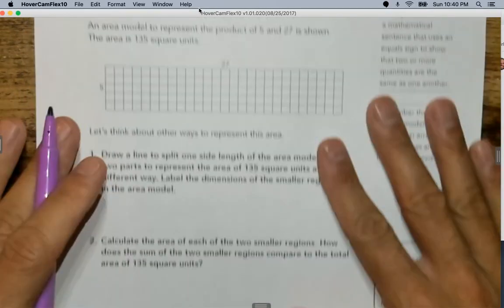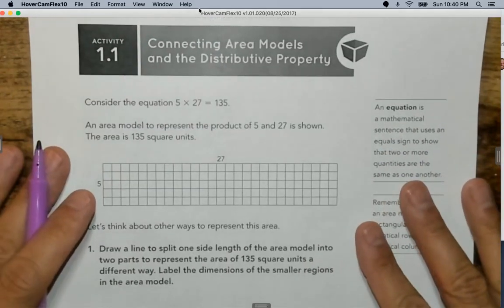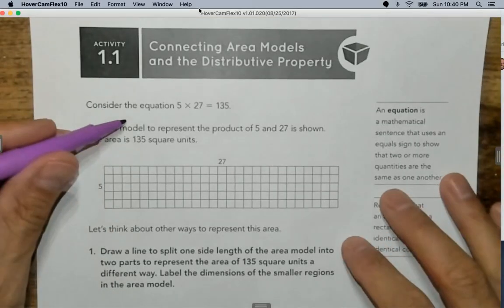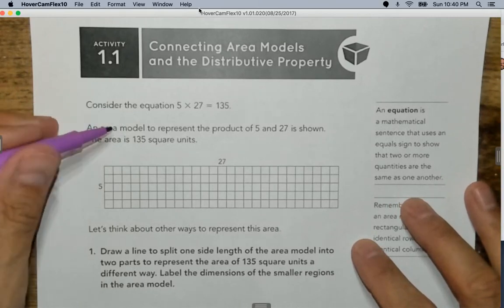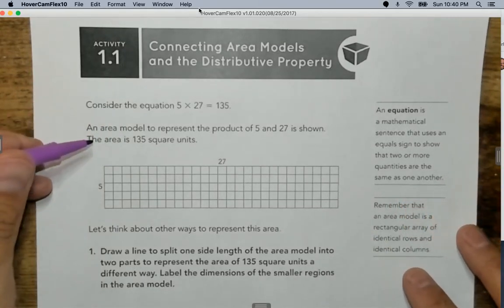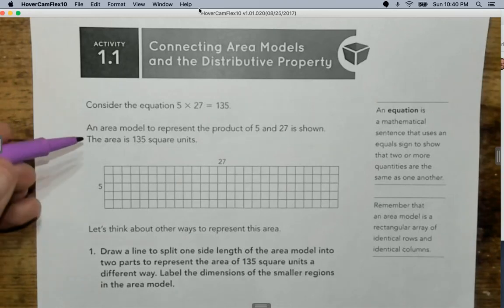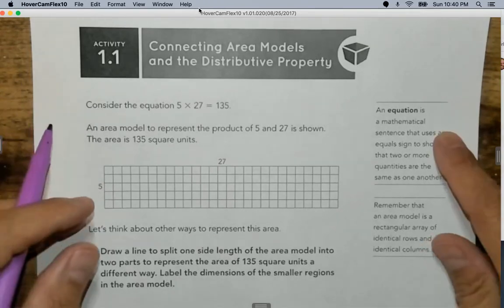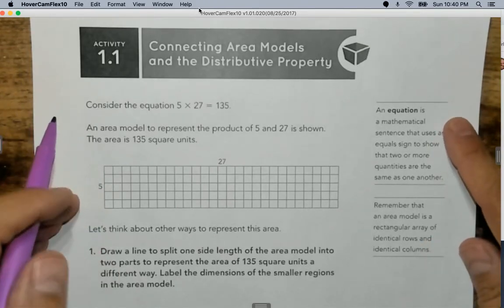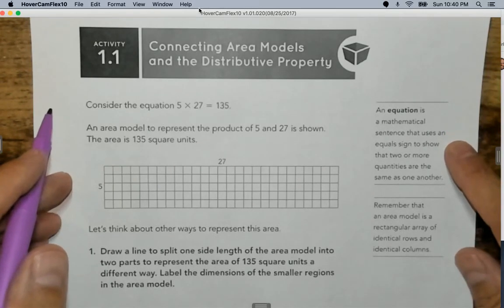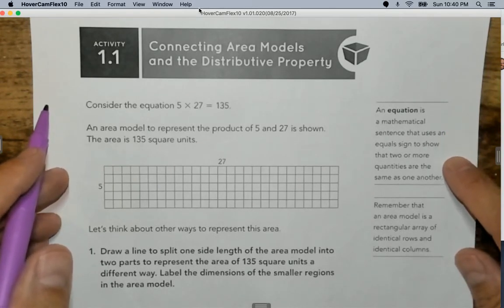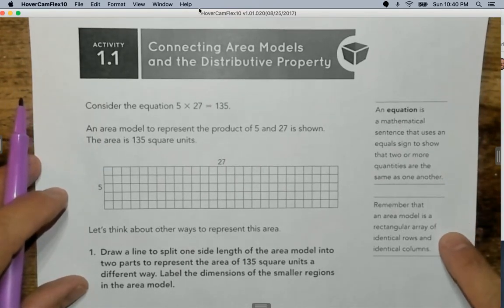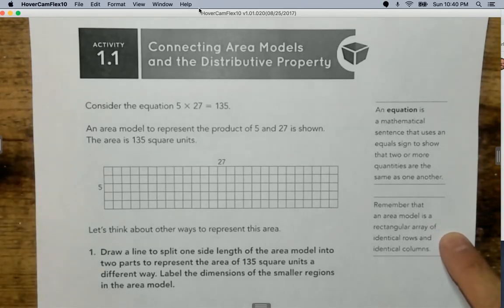All right, we're on activity 1.1, connecting area models and the distributive property. Consider the equation 5 times 27 equals 135. An area model to represent the product of 5 and 27 is shown. The area is 135 square units. On the right-hand side here, we have some vocabulary. An equation is a mathematical sentence that uses an equal sign to show that two or more quantities are the same as one another. Remember that an area model is a rectangular array of identical rows and identical columns.